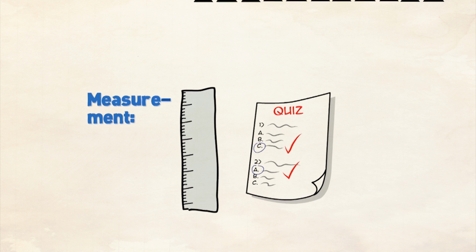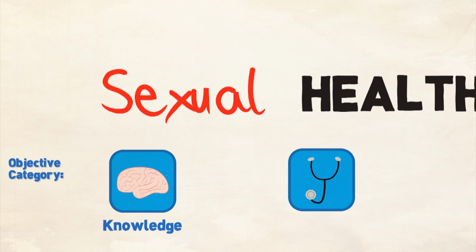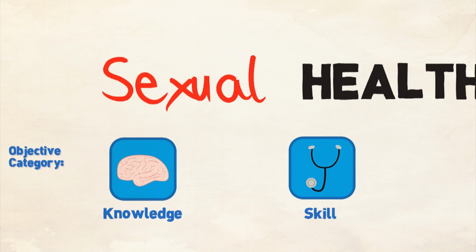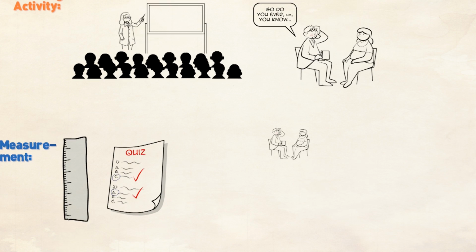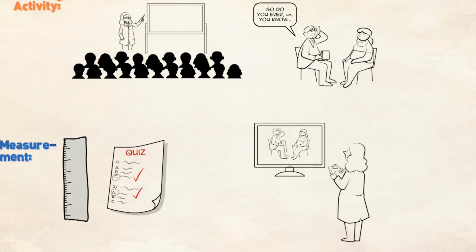But if what we want is that our students learn how to take a sexual history, that's a skills objective. And then we have to plan a teaching activity like taping the students while they take sexual histories from their patients and measuring this by whether they've covered all of the relevant areas.